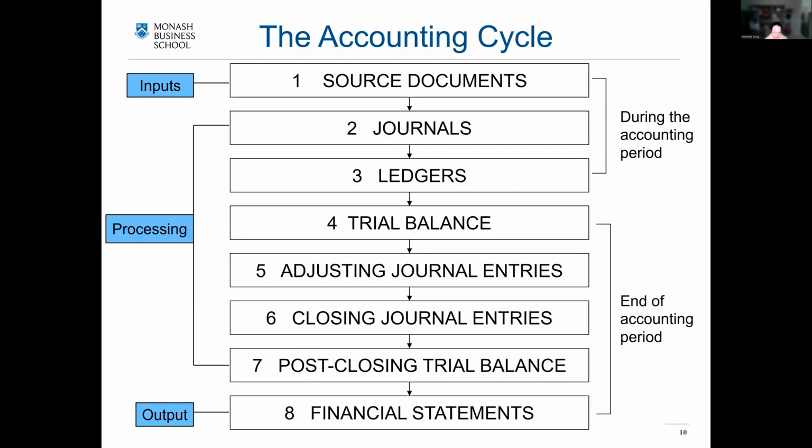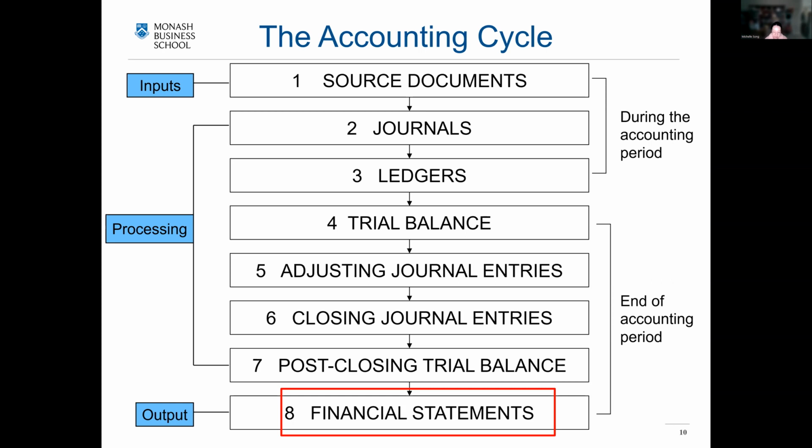This is the 8 steps in the accounting cycle. We start with original transactions, and then we have to end up with some output, which are financial statements. So at the end of the day, what we really want to achieve at the end of the accounting cycle is a financial statement.